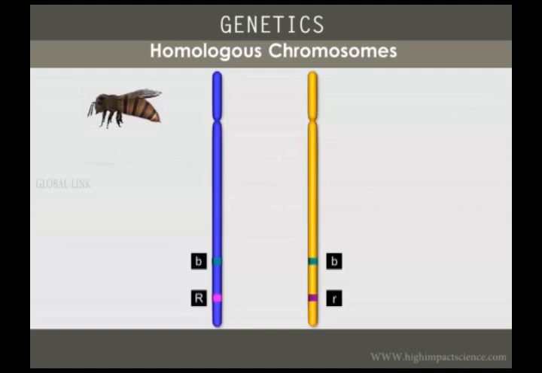Now the question is, if these two alleles are present simultaneously in the body cells of the insect, what then will be the color of the insect wings? That is what we want to find out.